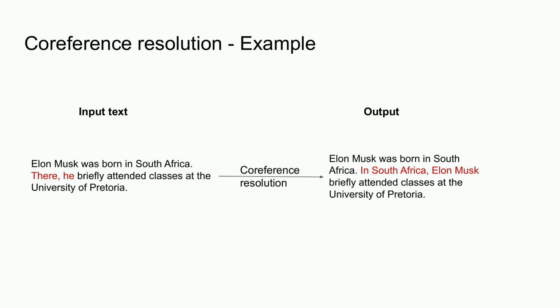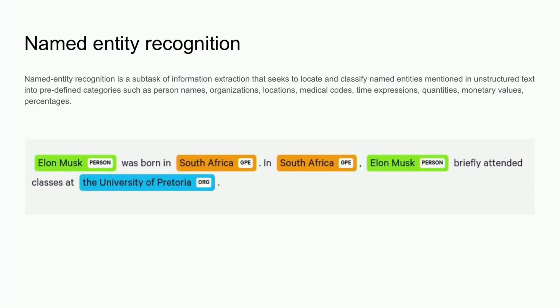This might seem like a really basic result, not so complicated. But believe me, real-world examples of coreference resolution can get quite complicated. It's also a very important step in the information extraction pipeline, although it might seem very basic. Once we've dealt with coreference resolution, we move on to named entity recognition.